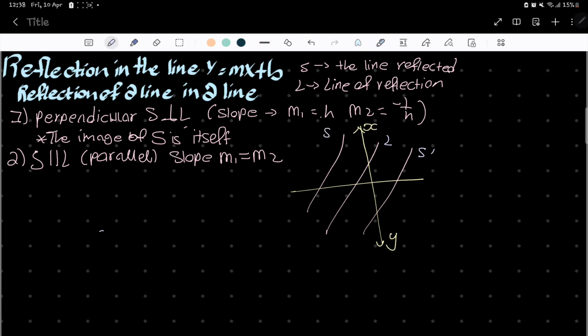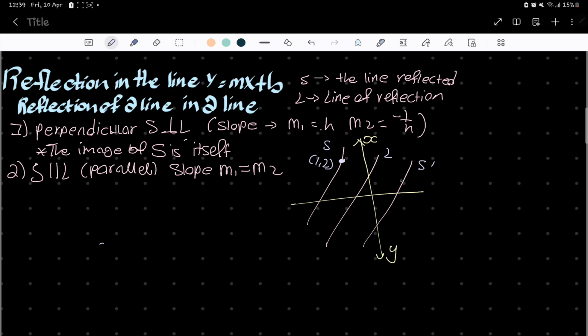To find the equation of S prime, we first choose a random point from S. Let's say this is 1, 2. When we reflect it, it gives us the point 3, 4. We use the same slope as L or even S, because all of these three lines are parallel. So if the point is A at 1, 2, then A prime will be 3, 4.